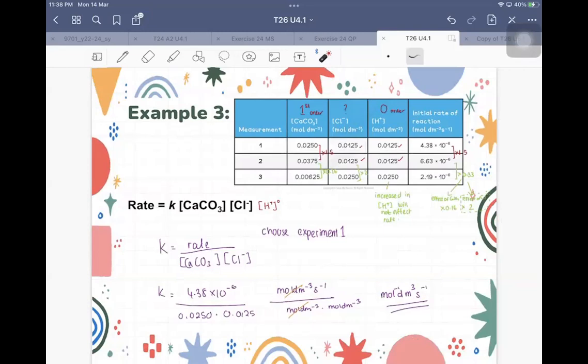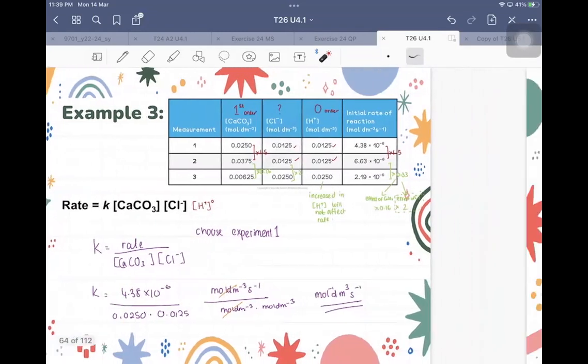Okay. So again, you can choose experiment 2 or experiment 3 as long as you don't mix them up. If you use experiment 2, stick with experiment 2 and always only use the values from experiment 2. Likewise with experiment 3.